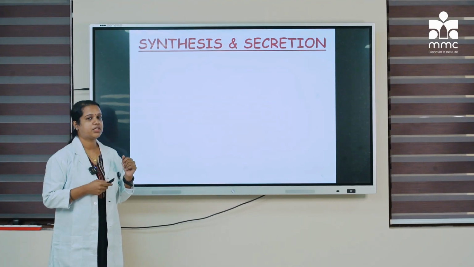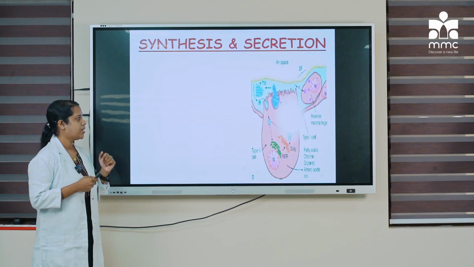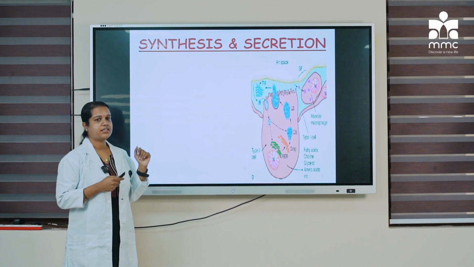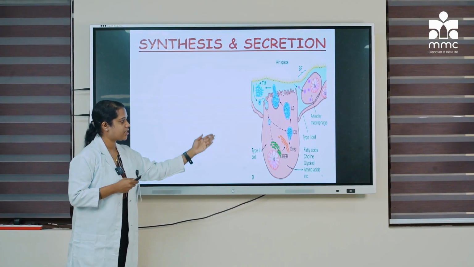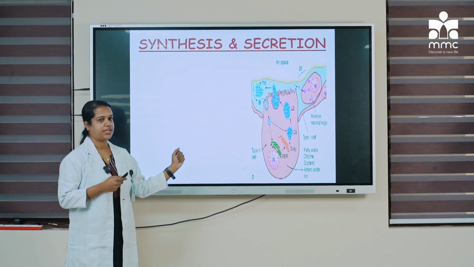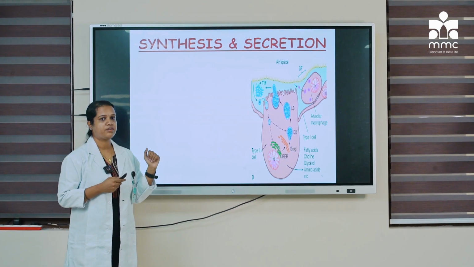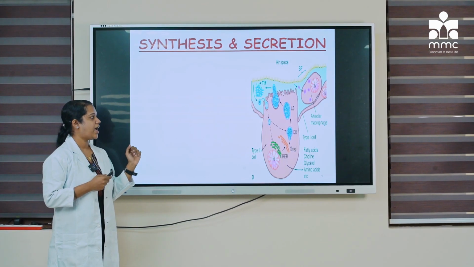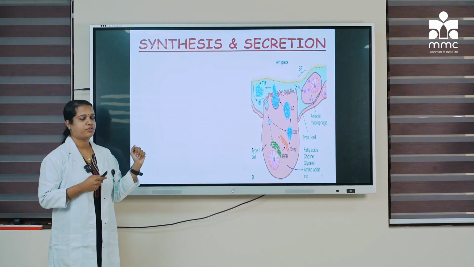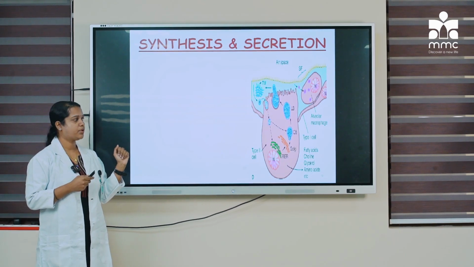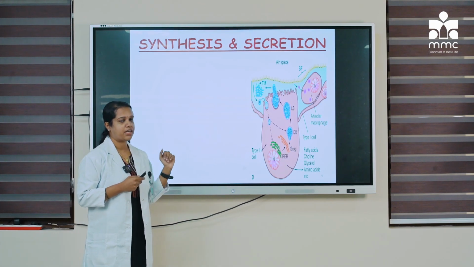Now we will see how the synthesis of surfactant happens. This is a diagram summarizing the synthesis and secretion. As you can see, it depicts the type 2 alveolar epithelial cells. This cell will pick up the substrate molecules required for the synthesis of surfactant, and then inside the type 2 alveolar cells, it will be synthesized in the mitochondria and the endoplasmic reticulum. Once synthesized, they will be stored in specific bodies called lamellar bodies.